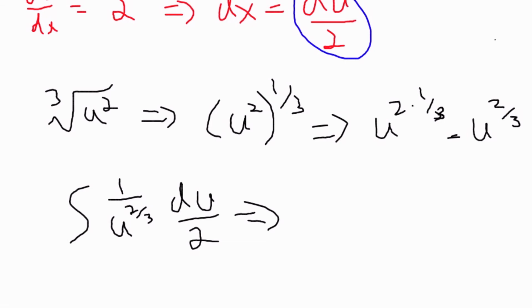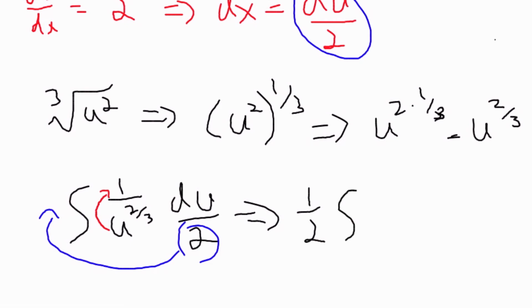Okay, now I'm going to do two things. I'm going to pull the 1/2 out of the integral, since it's just a constant, there's no variable. And also, I'm going to flip u to the 2/3 from the denominator up to the numerator. When I do this, I get 1/2 times the integral of u to the negative 2/3 power du.